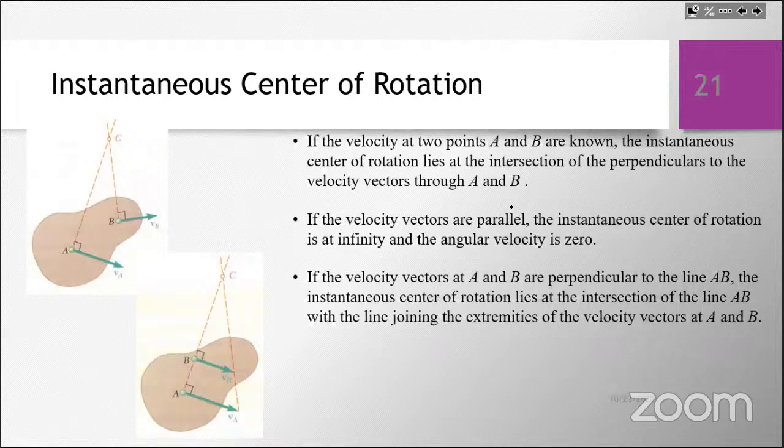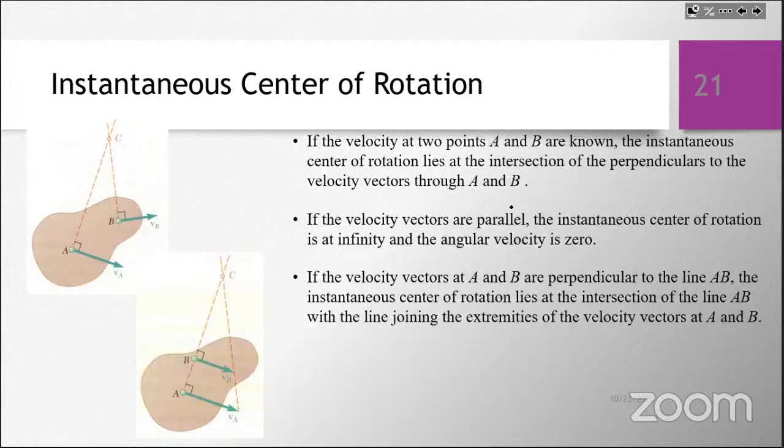If the velocity vectors are parallel, then the instantaneous center of rotation is at infinity, and the angular velocity is 0. Okay, so if you have two vectors that are the same length and they're parallel to one another, the perpendiculars will never cross. So there is no instantaneous center of rotation, right? Because if they don't intersect, then they can't have an instantaneous center, right?